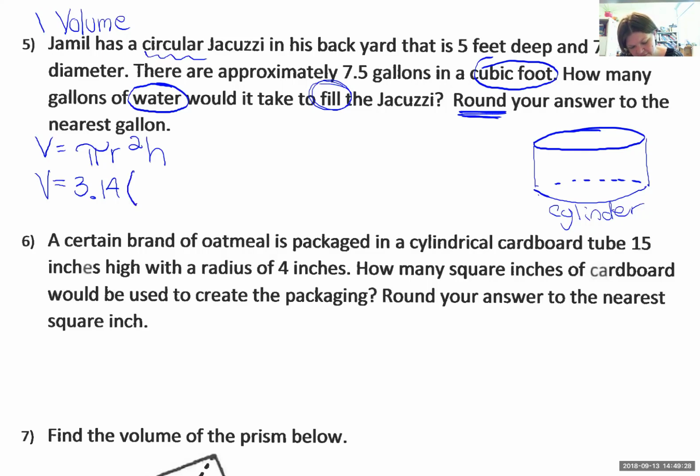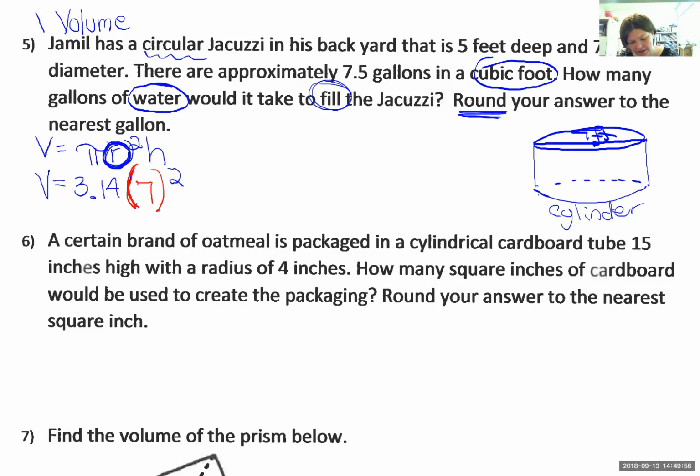But where I see the mistake, and you guys are probably sick of me rubbing this in already, is that all these students plug in 7 here. Where did that student go wrong? You need to cut it in half. Exactly, I need to cut it in half. My cylinder is 7 feet in diameter, but this formula doesn't ask you for the diameter, it asks you for the radius, so we'll cut that in half.